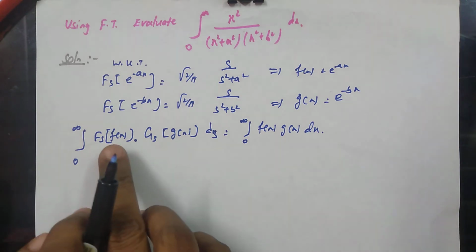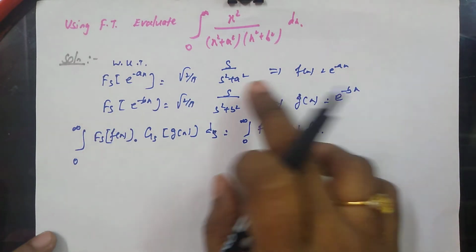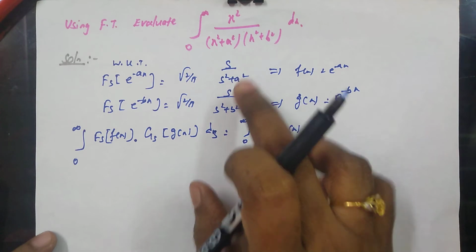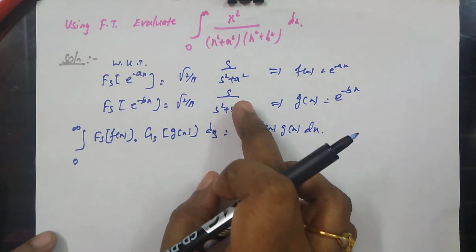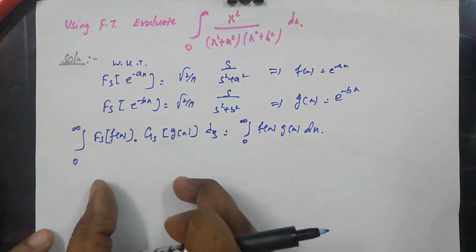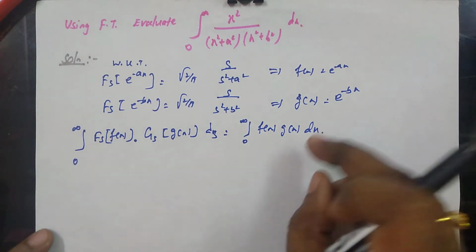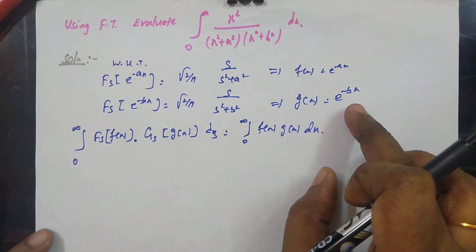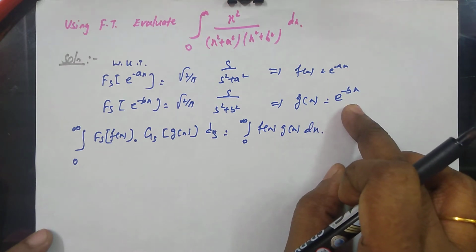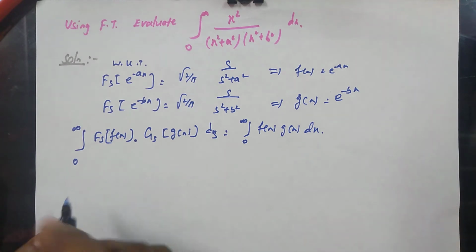In this one, we are going to substitute Fs of f of x, that is root of 2 by pi times s by (s square plus a square), and Gs of g, which is again a function of s, that is s by (s square plus b square). These two values we are going to substitute. In the place of f of x, e power minus ax, and in the place of g of x, we substitute e power minus bx. After that, we are going to integrate.